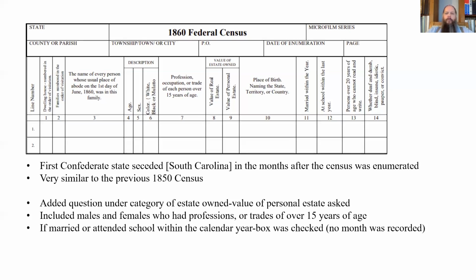It included the number of males and females now that had professions, trades, occupations, again above the age of 15. With 1850, we only included the males. Now we're including men and women both. If an individual married or attended school within the last calendar year, so 1859 to 1860, there was a box that was checked. The month wasn't given, but it was indicated that the box was checked if that applied to the individual being asked those questions.